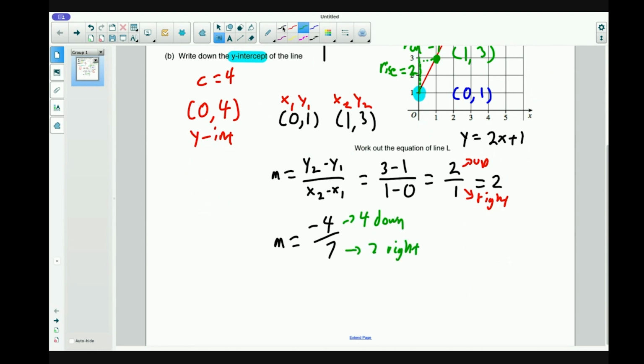Okay. So again, if we're moving up, it's going to be positive. If we're going down, it's negative. If we're moving to the right, it's going to be positive. We don't really move left when we're talking about gradient.